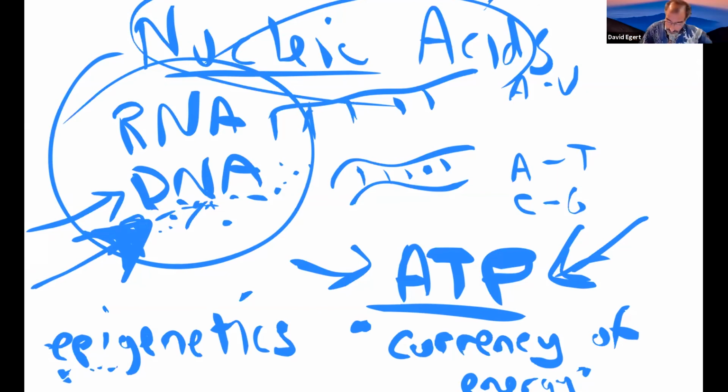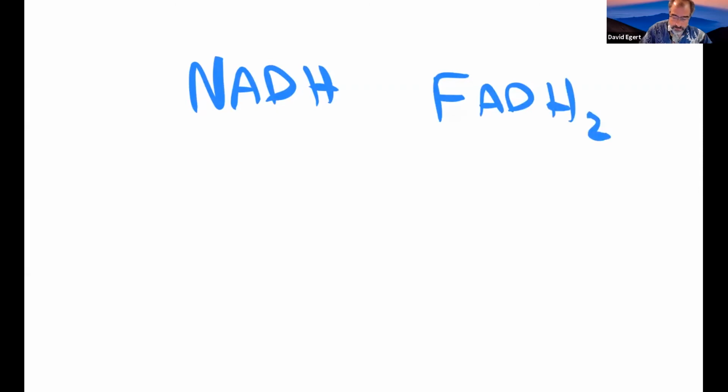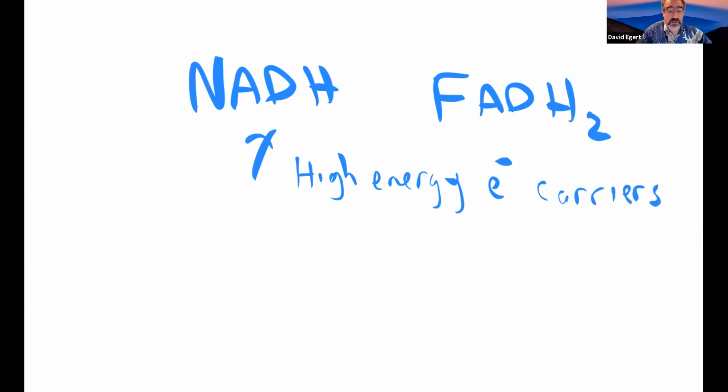So ATP. We also talked about NADH and FADH2. These were high energy electron carriers. These are going to be key players in cellular respiration, parts of the Krebs cycle, things going on inside the mitochondria to make ATP.